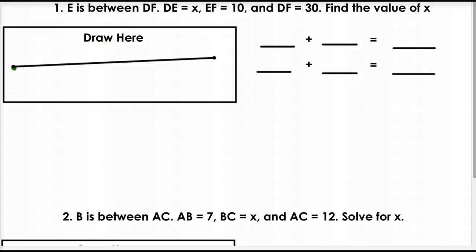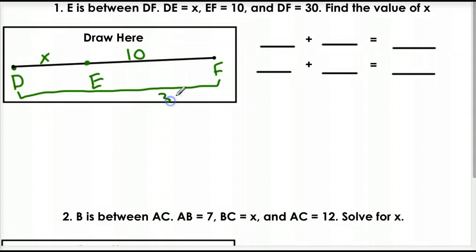So let's label our points: D and F on the outside. We got D, we got F, and we got E in the middle. DE is equal to X, so let's put that in here. EF is equal to 10. And the whole thing, so remember we're going to draw these brackets, is equal to 30. Find the value of X.